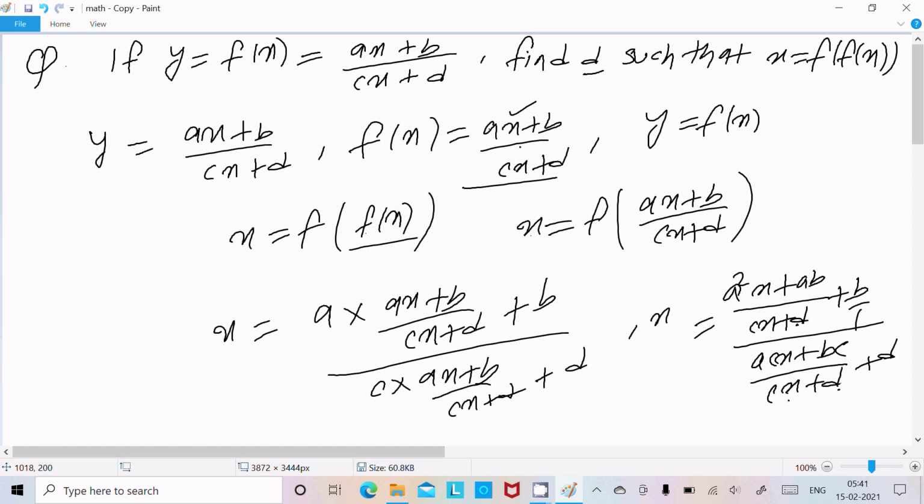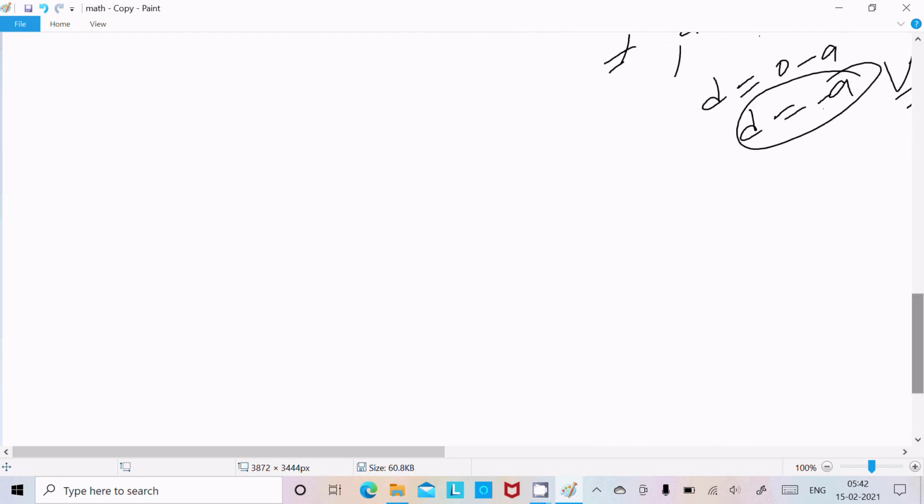Okay, and there is only one point: x = f(f(x)). So here for f(x), we need to write this all, f(x) = (ax + b)/(cx + d). After that f((ax + b)/(cx + d)). So in x's position, we need to write this all. So writing a, and x this all, and here after b, c, and here in x's position, writing this all, (ax + b)/(cx + d). After that calculating the equation, finally d = −a comes.